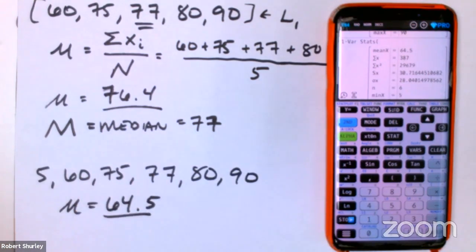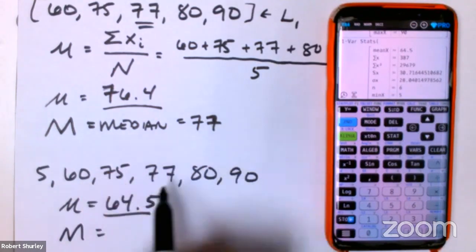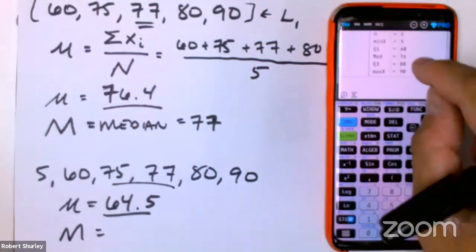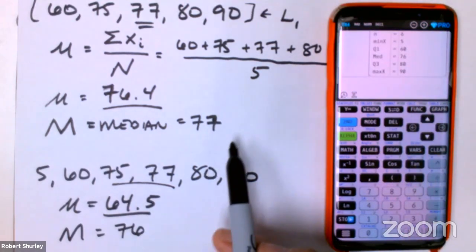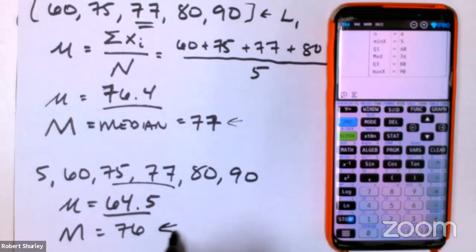My average dipped from a 76 to a 64 based on one single low test score, okay? But now if we look at the median, the median we know is the average of these two, right? The median is going to be 76. It didn't move much at all. It went from a 77 to a 76. This is called resistance. The median has a lot of resistance. It doesn't change that much.